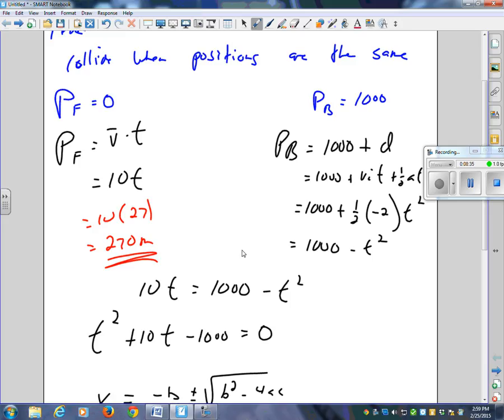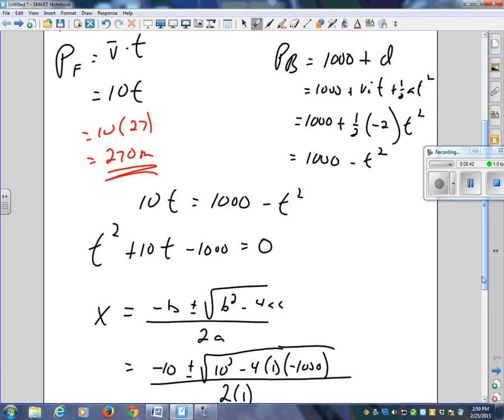I thought when they collide, they were in the same place. Wouldn't it be like 730? Yeah. He starts at 1,000. I'm going to do it down here in red. 1,000 minus 27 squared. Go ahead. What's 1,000 minus 27 squared? What's 27 squared? Should be the same. 729, so 271.